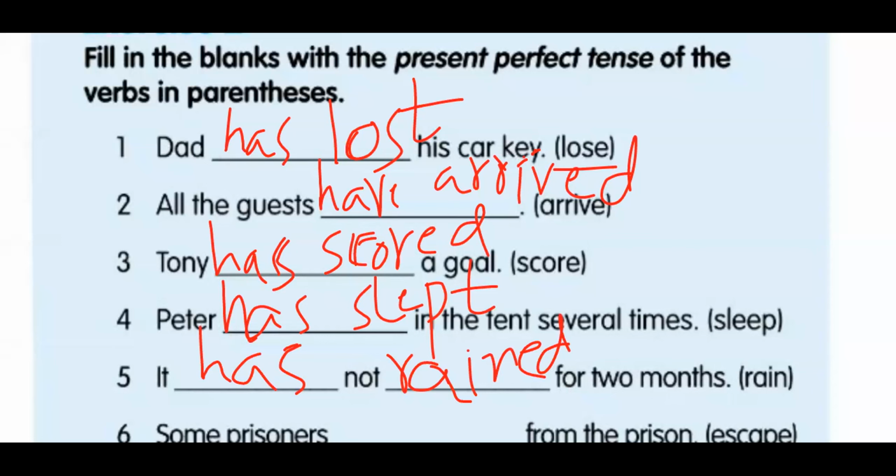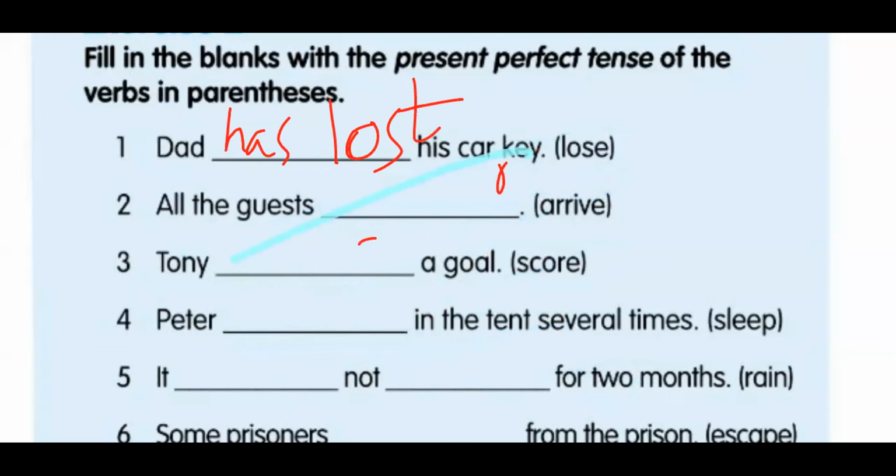Dad has lost his car key. All the guests have arrived. Tony has scored a goal. Peter has slept in the tent several times. It has not rained for 2 months. Okay. Jazakallah khair. Yes, let's.